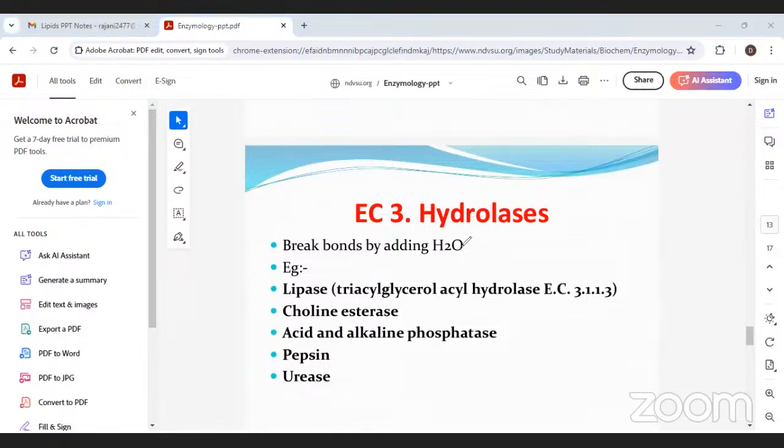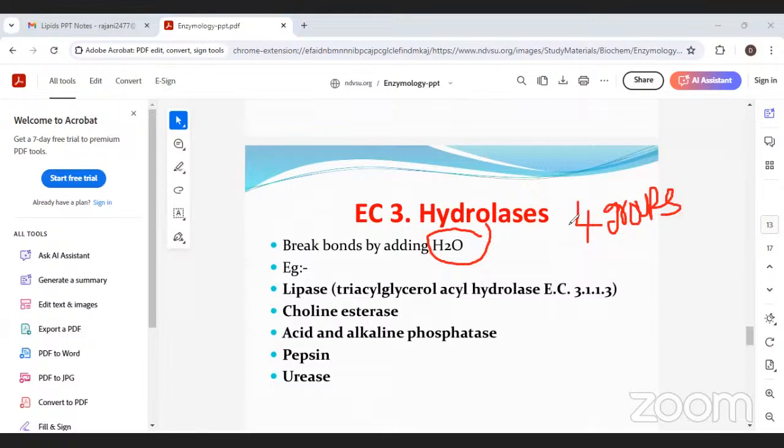In hydrolysis, simple or complex organic compounds are broken into simple compounds. How are they broken? By adding some amount of water. These are subdivided into 4 groups. How many groups are there? Totally 4 groups.